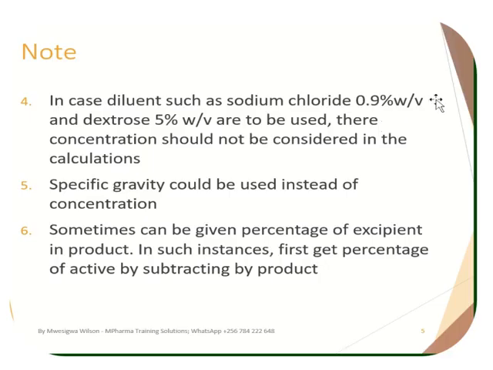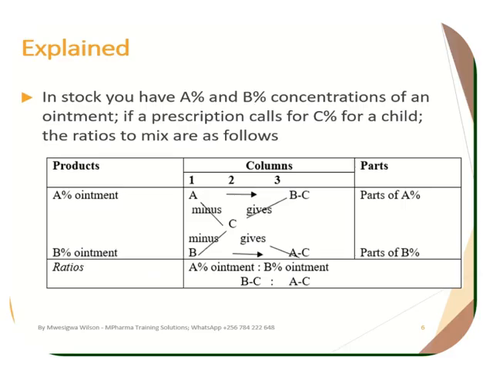This whole thing is a product, as we saw in our earlier product identification. Specific gravity can also be used instead of concentration, and sometimes you can be given the percentage of the excipient in the product. In these instances, first get the percentage of the active. This explains my point 1: ensure they are all in the same form or same unit. In these instances, first get the percentage of the active by subtracting from 100%, because in that instance there are always two products.